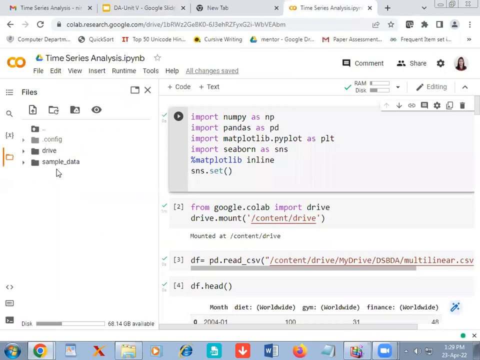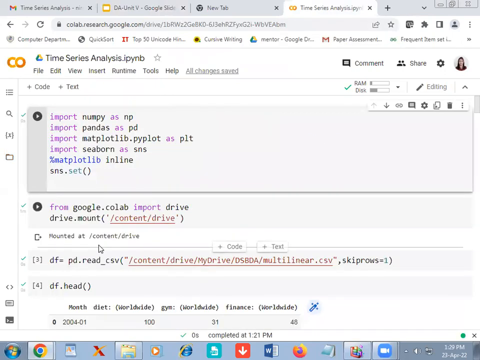Here, to analyze the time series data, I have used one case study. My case study is what? Train data keywords such as diet and gym. What data set have I considered?